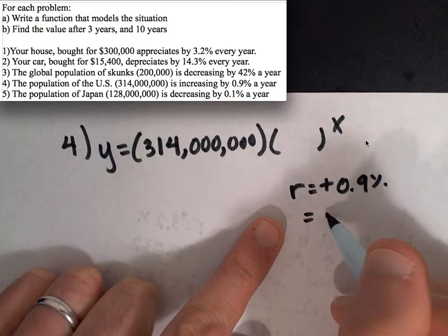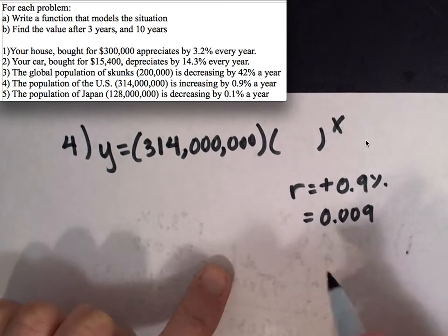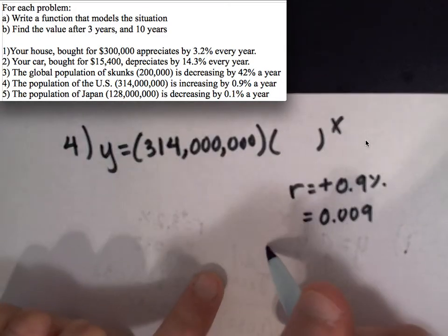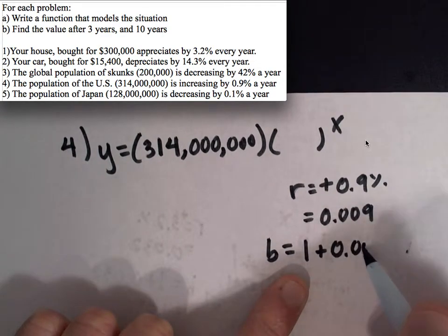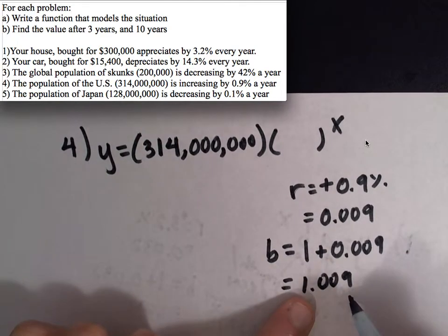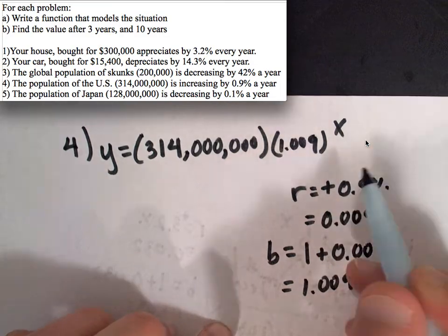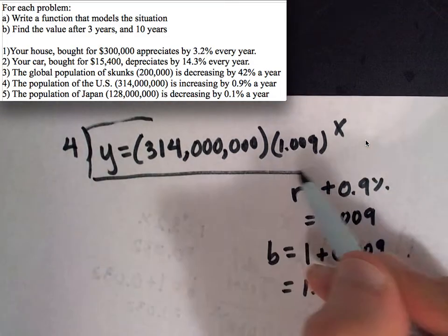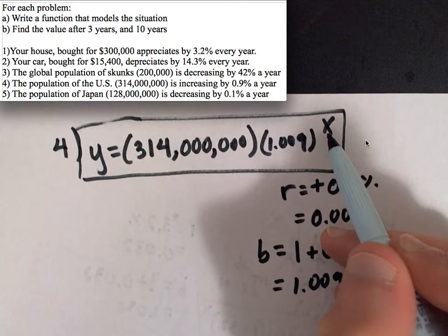That means you have 2 zeros right there. You moved it twice. Okay, so you've got our rate. It's increasing. To find our B, start with 1. We're going to add 0.009. That's easier, so we get 1.009. Right, exponential growth. 1.009. All right, that is our function for U.S. population. Let's check 3 years from now.